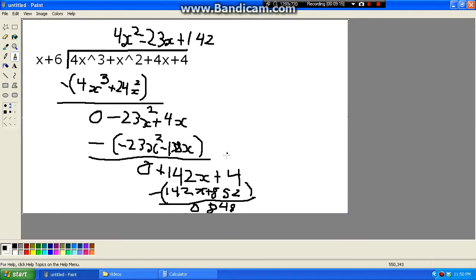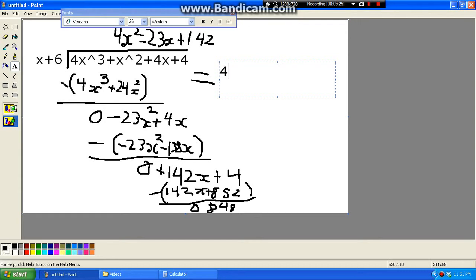And that is it. Turns out that this divided by this gives us the following. Gives us 4x squared minus 23x plus 142 with a remainder of 848. And if you want to turn that remainder into what it actually represents, it would be plus the following fraction, plus 848, but then you need to divide that.